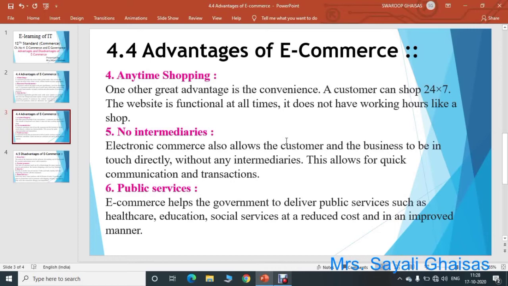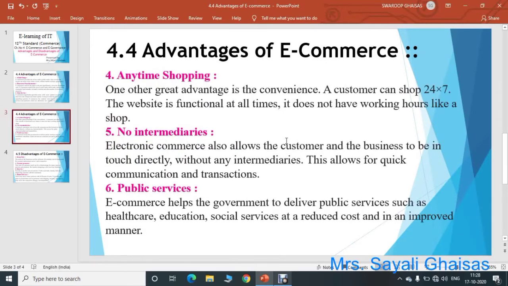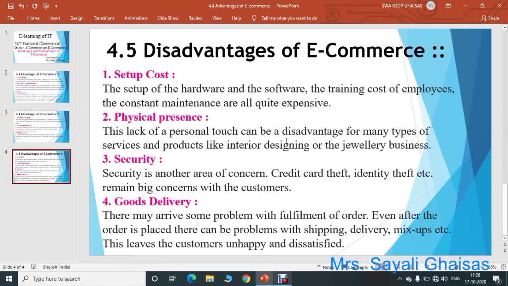So these are the different advantages of e-commerce, that is global scope, electronic transformation, cost saving, anytime shopping, no intermediaries, and the public services. Now let us study some of the disadvantages of e-commerce. So the first disadvantage is setup cost. The setup of hardware and software, the training cost of employees, the constant maintenance are all quite expensive.